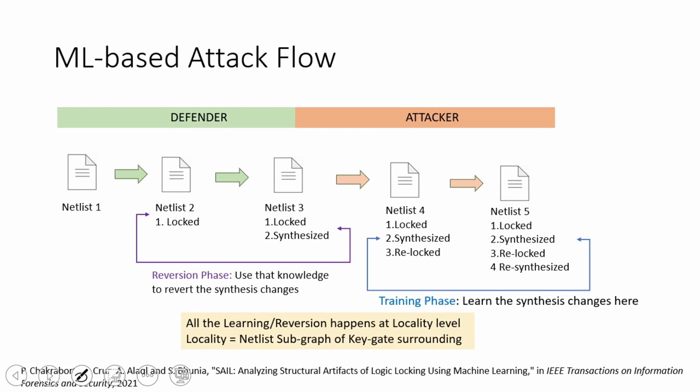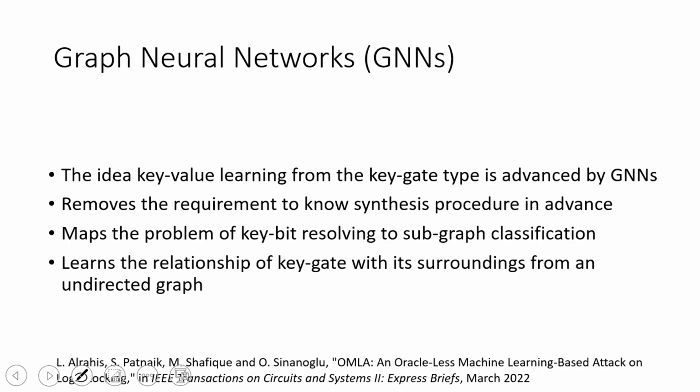The idea is that you lock the design as the defender, and then they relock and resynthesize, and then you create the data set. This is the training phase, and then they use this for inference. They effectively use a GNN, graph neural network, which is very well known for circuit representations, and they keep all the key gate types and related information in that. I am not going into that detail, but the key idea is that you store the information in a GNN.